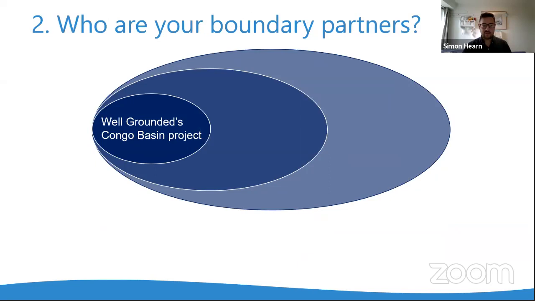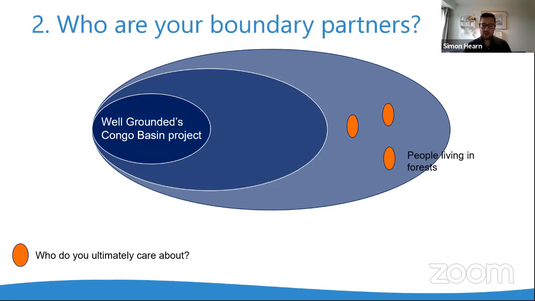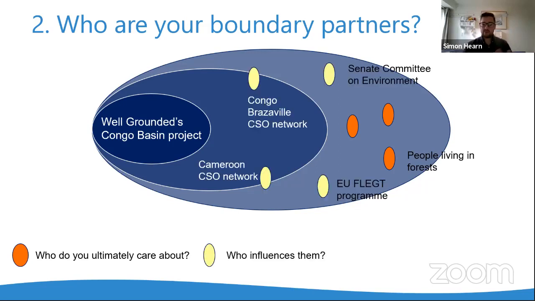So in a bit more detail, you have their Congo Basin project. They're trying to ultimately care about people living in forests and the environments they live in. Who are the people around those people in forests that are influencing them? Well, you have various policy bodies. The Senate Committee on Environment is going through creating a law. It'd be interesting, I wonder if they've completed that task yet, but they're generating a new law for the forests that's going to affect the people living there. The EU have a big program that's all about legal timber, and that's affecting the people living in forests. And then there are CSOs, civil society organizations and community-based organizations that are targeting those people, trying to improve their well-being, their economic rights. And that's who Well Grounded work with.